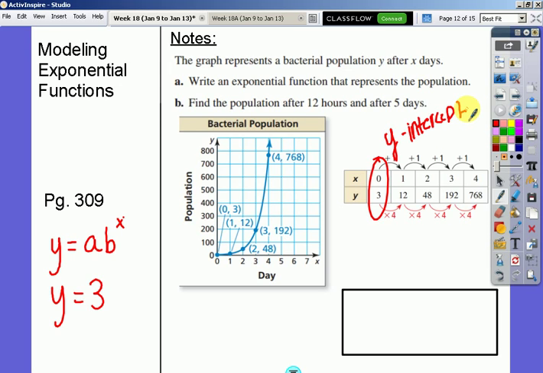What's going to be my B? 4. Right. Where did you get the B value? From the times 4. Yeah. So there we go. That's what models our graph. That's crazy. Mind blown.